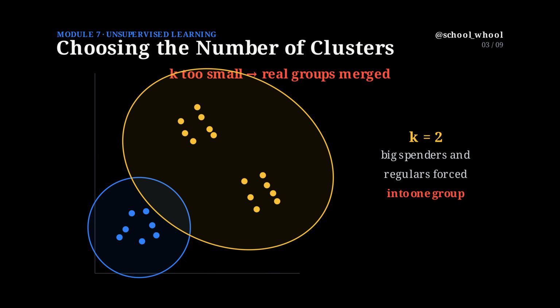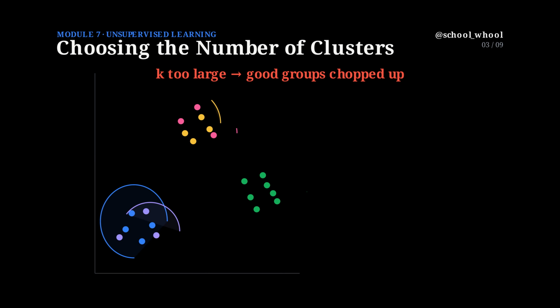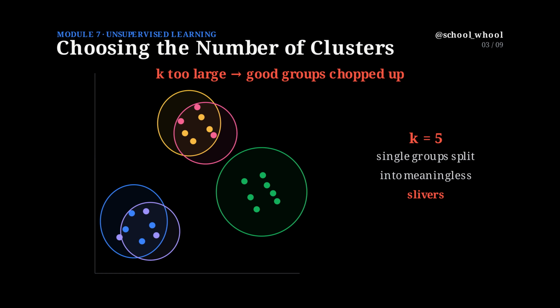If we pick K too large, say, 5, we get the opposite problem. A single, perfectly good group gets chopped into meaningless slivers. We are now inventing distinctions that are not really there.